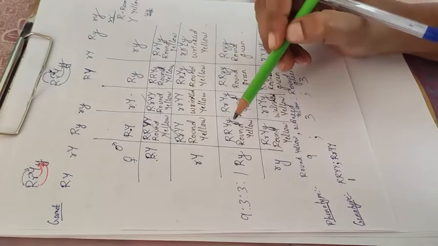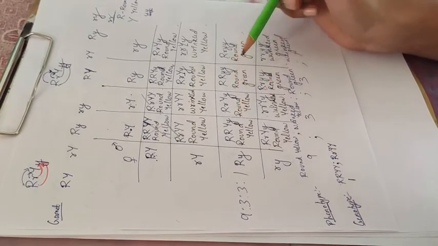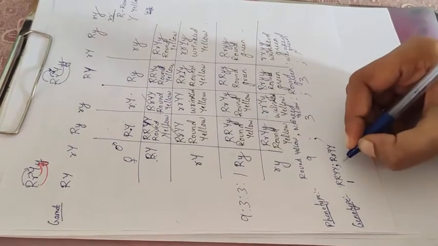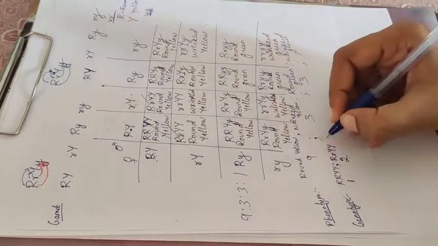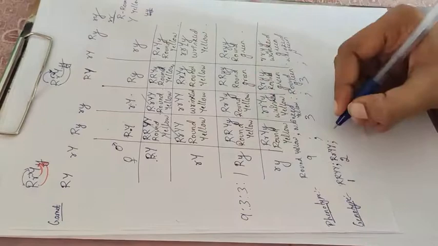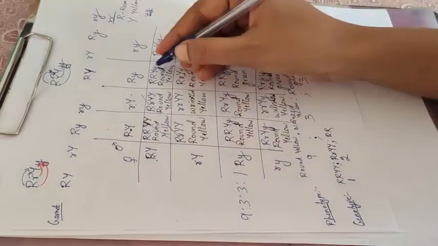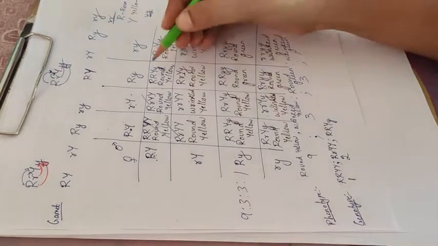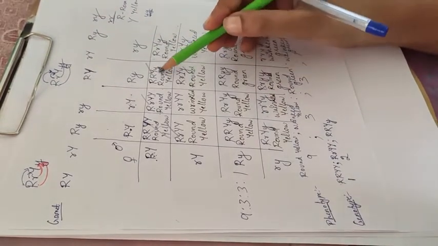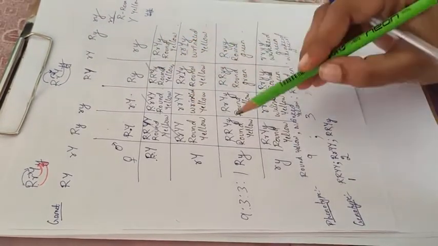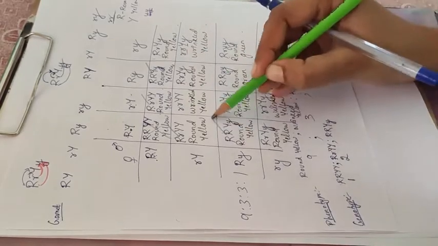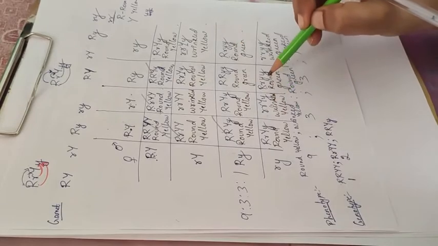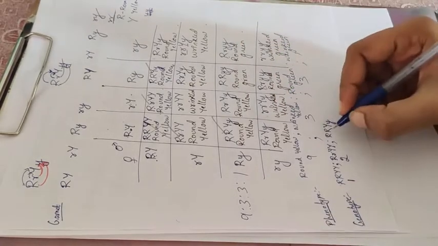That is only 2 of them. So here 2. Now, how many of them are capital R, capital Y and small y? How many of them you can see? This is 1. Here you can find one more. Yeah, it is only 2.